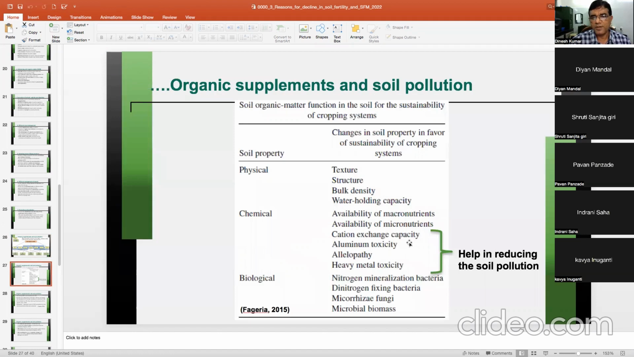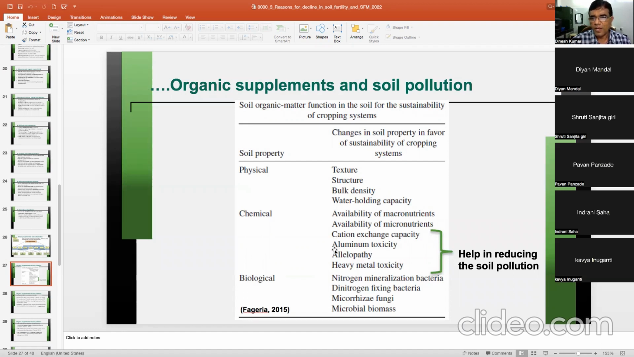So you see this: cation exchange capacity will be increased if you add organic matter to the soil. Increased cation exchange capacity means it will hold heavy metals. Also humus will be there, and humus will chelate the heavy metals, and they will be made unavailable or less available to the plants. So uptake by plants will be low.